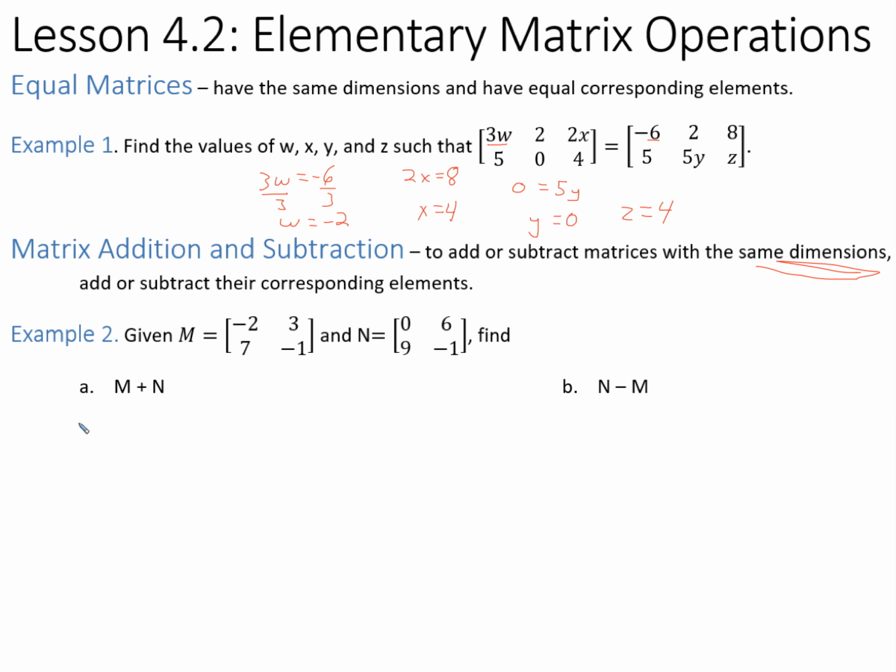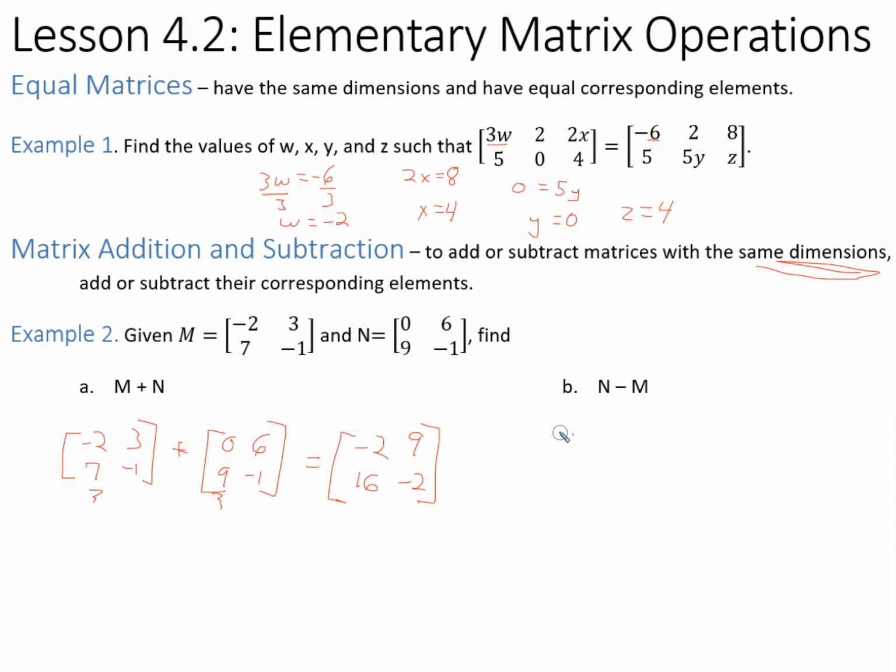Find M plus N. Well, M plus N, we're going to write M here, negative 2, 3, 7, negative 1, plus N, 0, 6, 9, negative 1, and we add the corresponding parts. So this is going to equal negative 2 plus 0 is negative 2, 3 plus 6 is 9, 7 plus 9 is 16, and negative 1 plus negative 1 is negative 2. So there is the sum of matrix M and N.